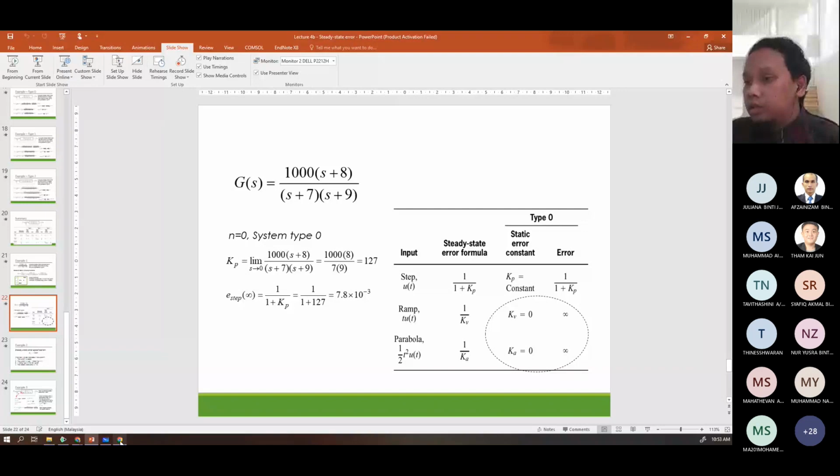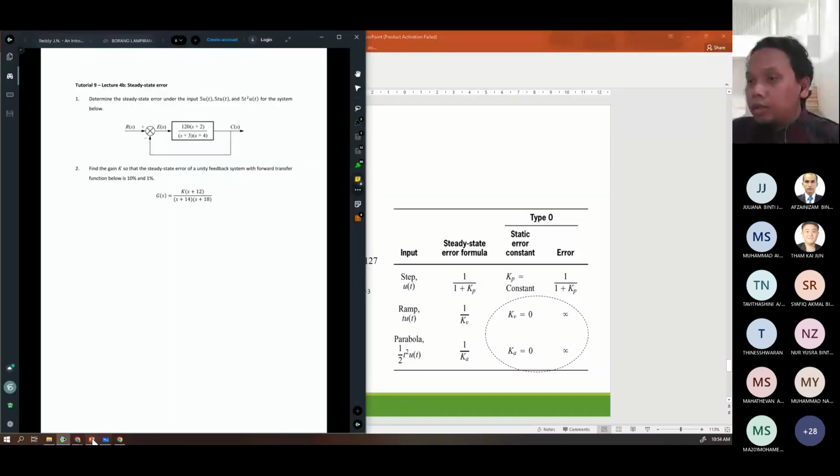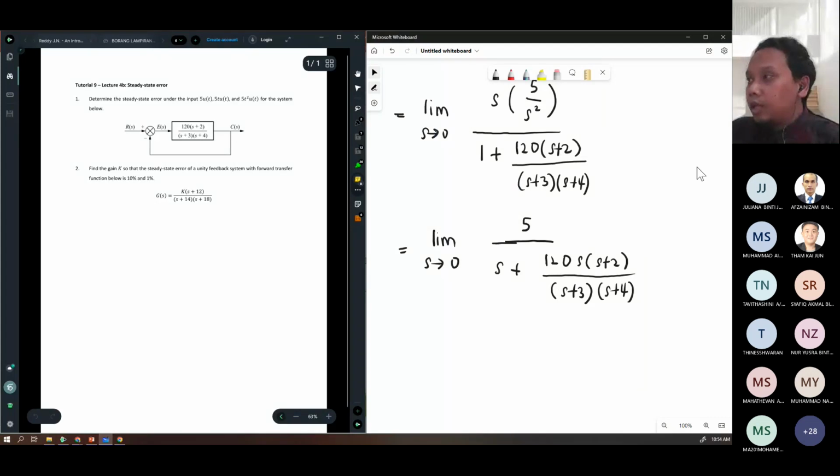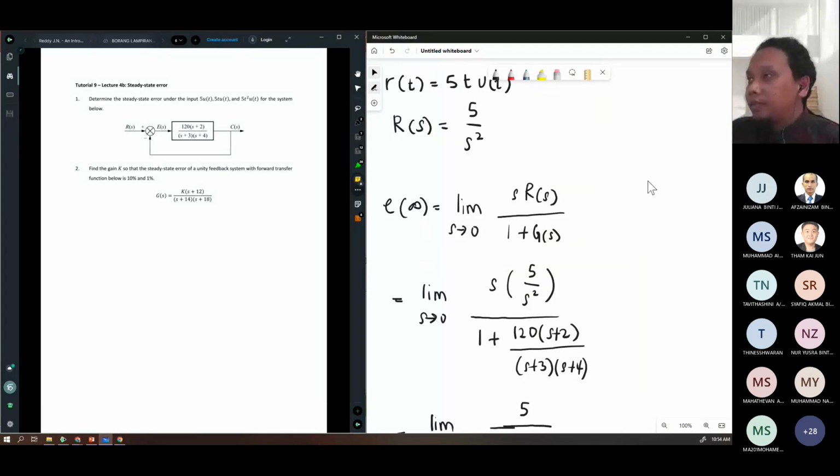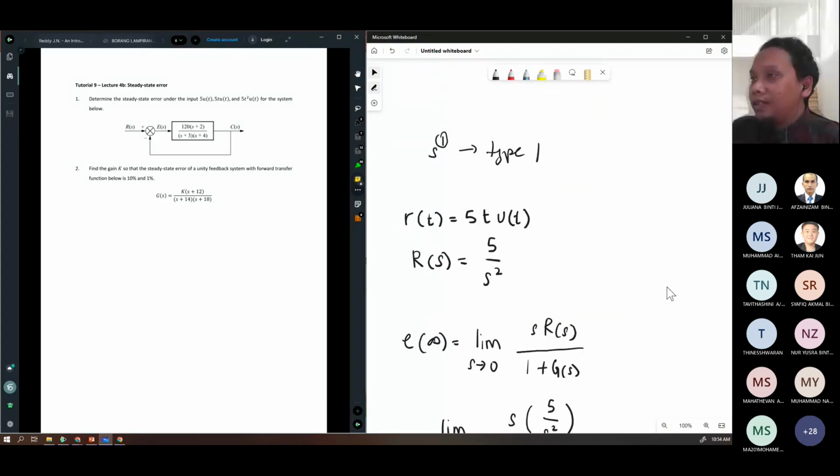Type 0. Okay, wrong type, right. So it's a type 0, sorry. Type 0.